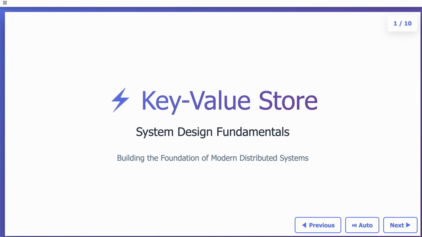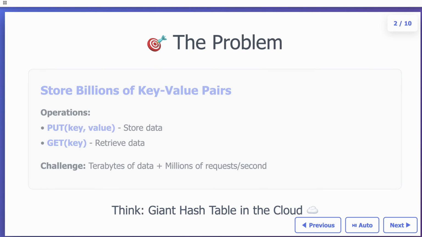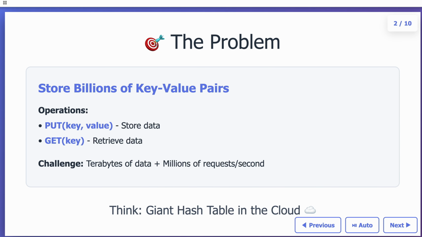Welcome to System Design Fundamentals. Today we're diving into one of the most important building blocks of modern distributed systems, the key value store. This is the foundation behind systems like Amazon DynamoDB, Redis, and Cassandra.